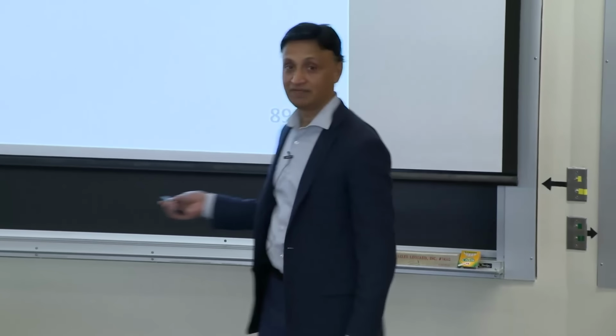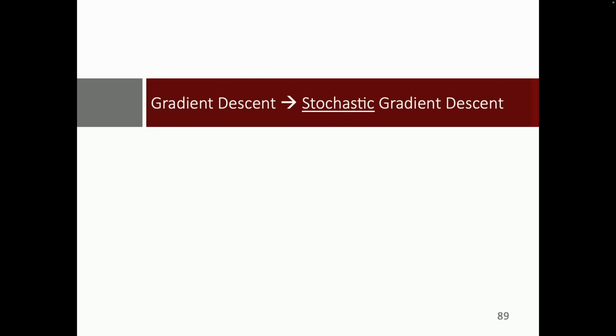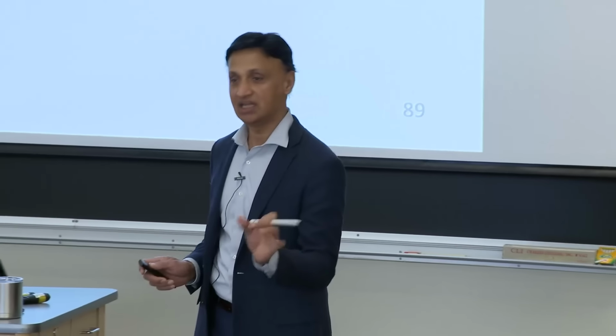OK, now the final twist to the tale here. We're going to go from gradient descent to something called stochastic gradient descent. And stochastic gradient descent, or SGD, is the workhorse for all deep learning. OK? And funnily enough, SGD is simpler than GD. Just when you thought it couldn't get simpler, right?